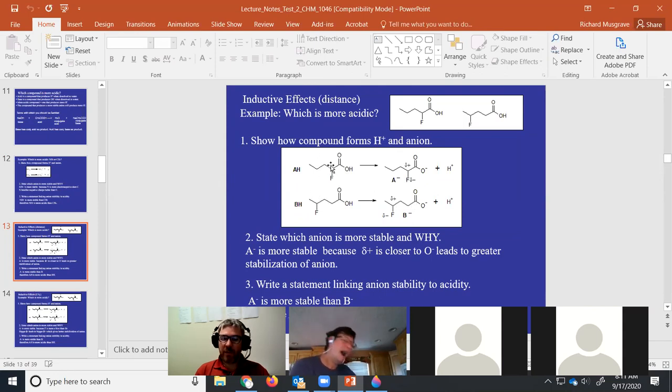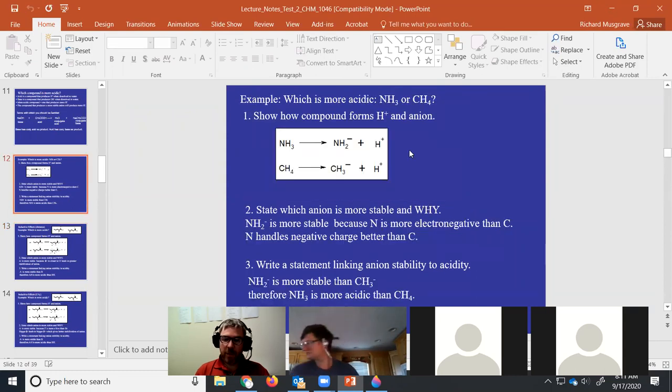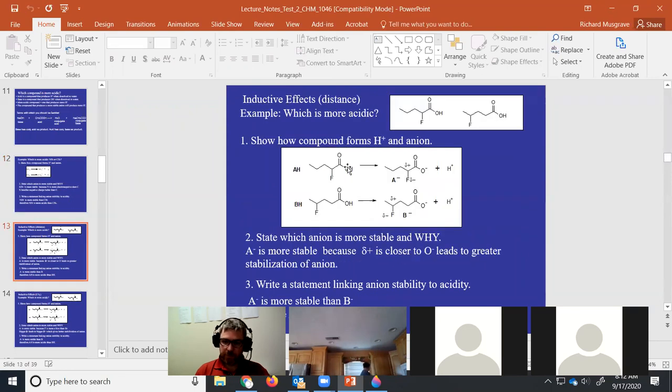The other thing that's different from the previous one is that the negative charge is ending up on the same atom. So the difference in acidity is not explained by a difference in electronegativity as it relates to where the negative charge is located. So here in the first example, it's N negative versus C negative. And over here, it's O negative and O negative. So the difference in acidity can't be explained by a simple difference in electronegativity.